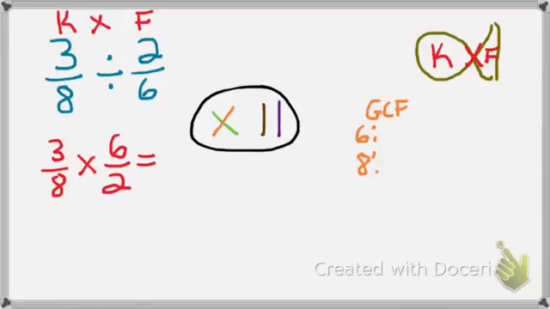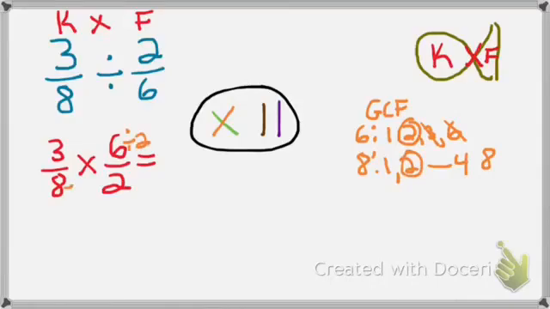So GCF of 6 and 8, factors of 6 are 1 and 6, 2 and 3, and that's it. I am done. Factors of 8 are 1 and 8, 2 and 4, 3 doesn't work, 4, I am done. There's no 6, there's no 3, but there is a 2, so the GCF of 6 and 8 is 2. I will divide both of them by 2. 6 divided by 2 is 3. 8 divided by 2 is 4. So I finished the orange portion of my x.